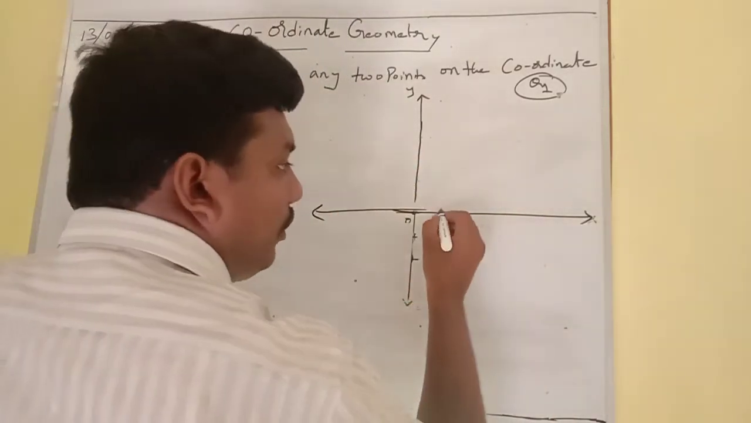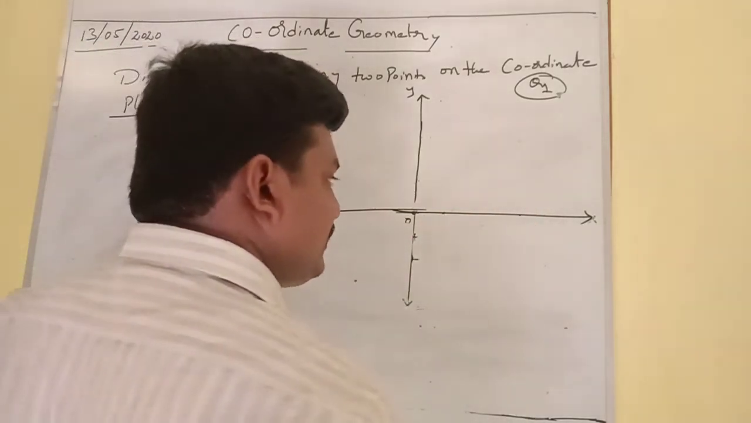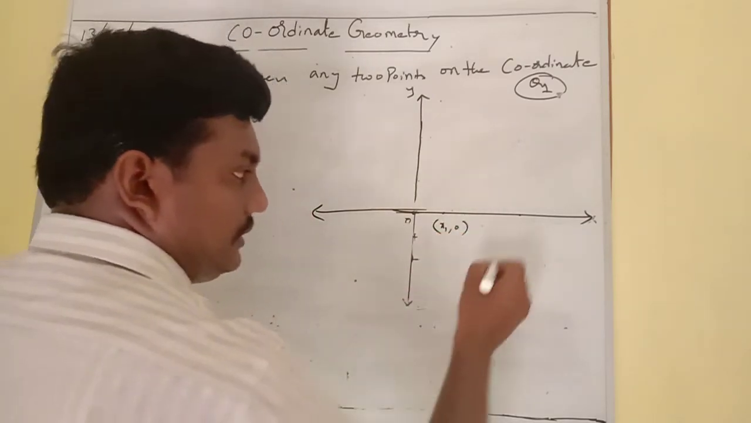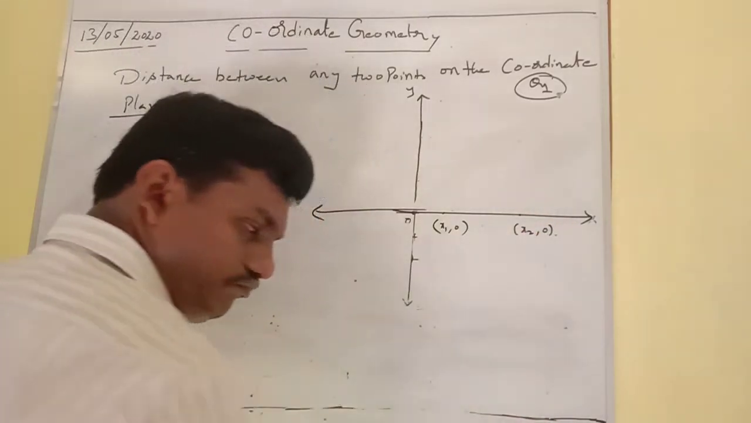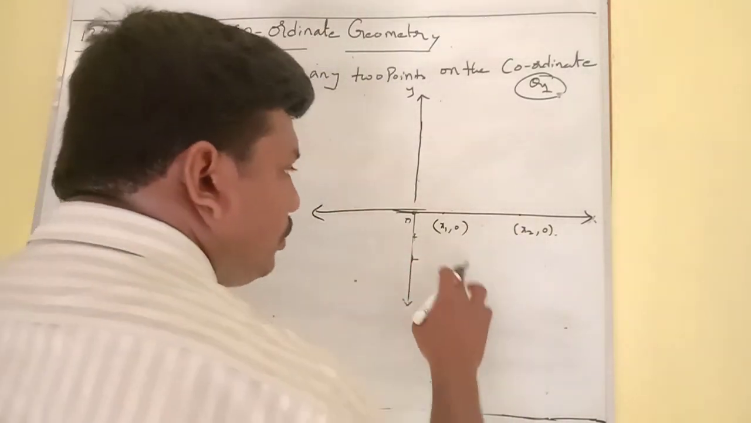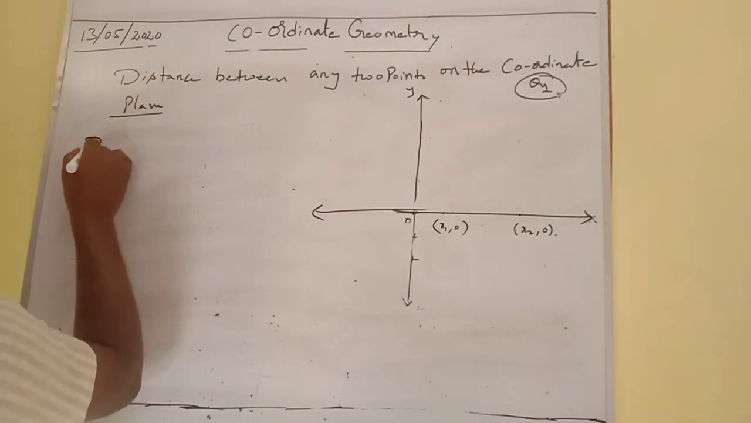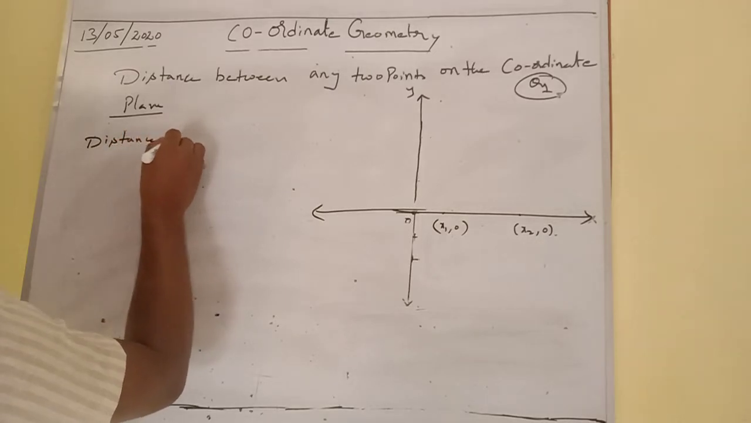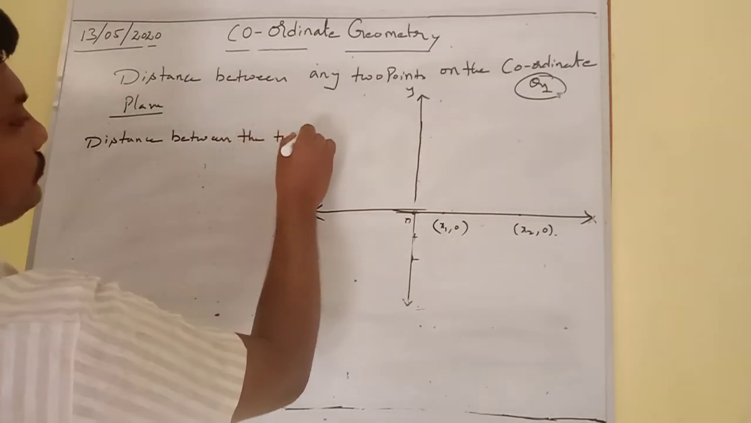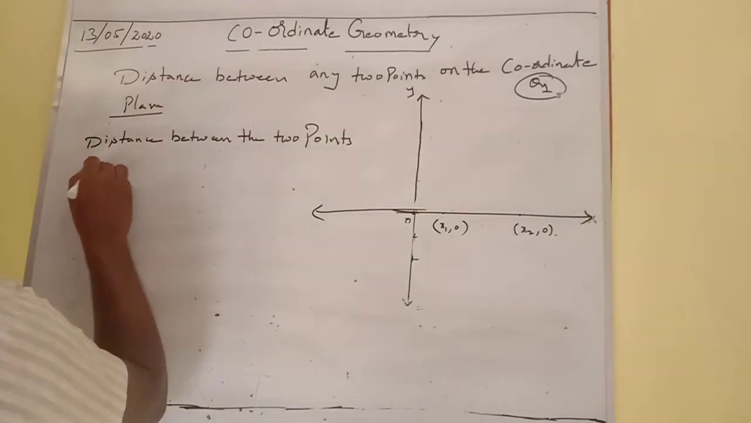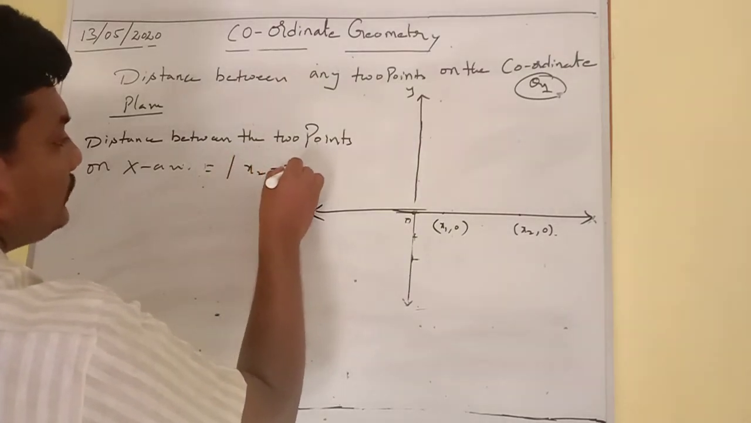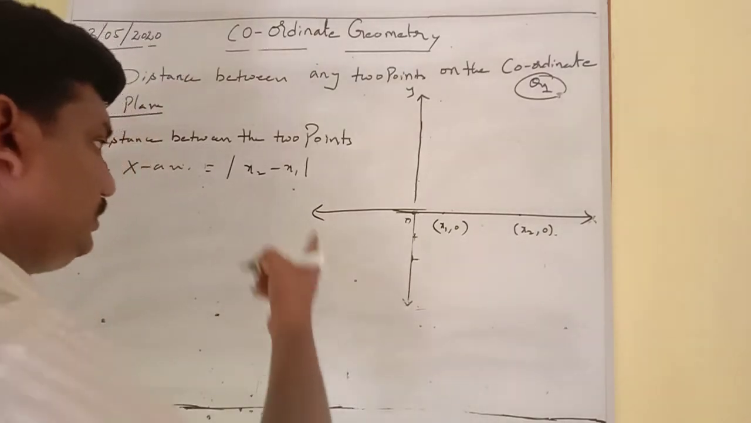If there are any 2 points on the x-axis, how do we find the distance? On the x-axis, the first point is x1, 0 and the second point is x2, 0, because for points on the x-axis, y is equal to 0. So the distance between the two points on the x-axis is simply the modulus of x2 minus x1, or the modulus of x1 minus x2 also.